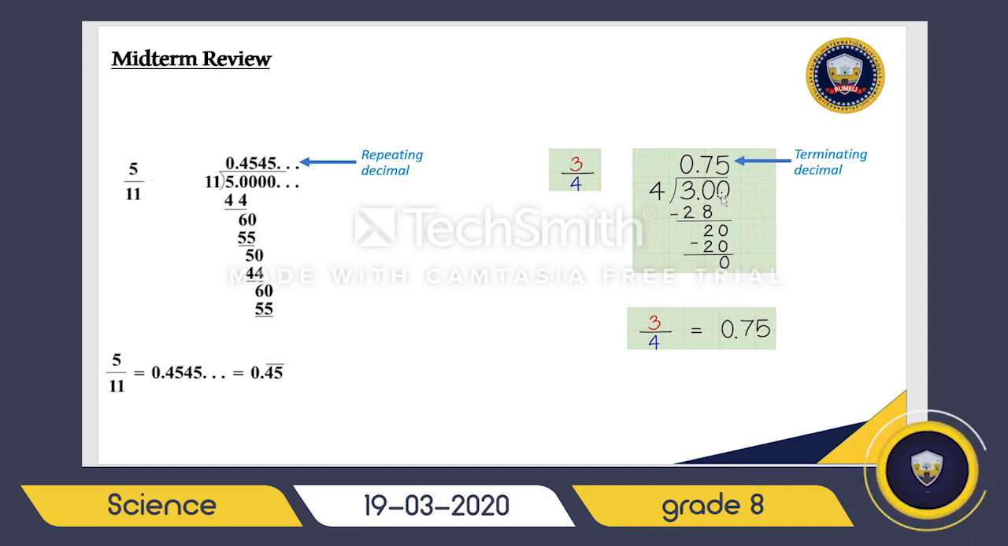I'm finished here. So this is a terminating decimal. I don't have any remainder here. So 3 over 4 is 0.75. Look, both numbers are rational. This one is repeating and this one is terminating. Why are they rational? Because they can be written as a over b.